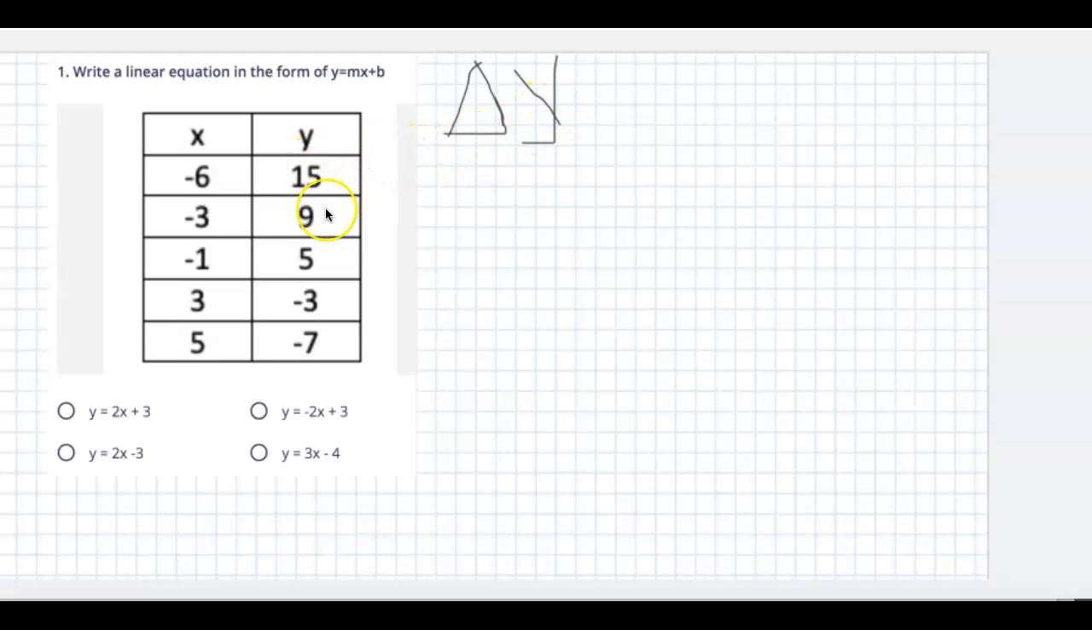From 15 to 9. Divided by how does x change? From -6 to -3. Okay, so from 15 to 9, we're going down. So that will be subtract. We know that the top part you're subtracting something. 15 to 9, you subtract 6.